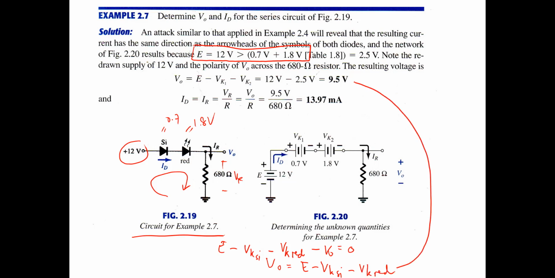So we can use this equation here. E is 12 volts, Vk1 is 0.7 and Vk2 is 1.8, so the total is 2.5. So VO, the output voltage, is 9.5 volts. And then what is the current? The current ID or IR is VR per R, or VO per R. VO is 9.5 volts and R is 680 ohms. So we have 13.97 milliampere.